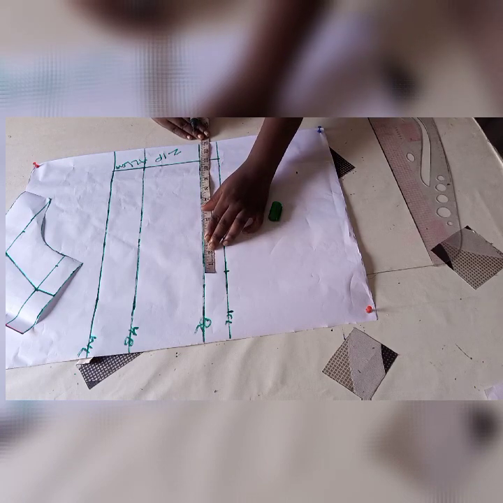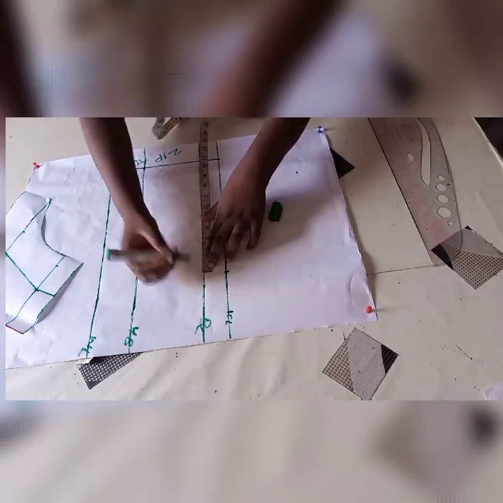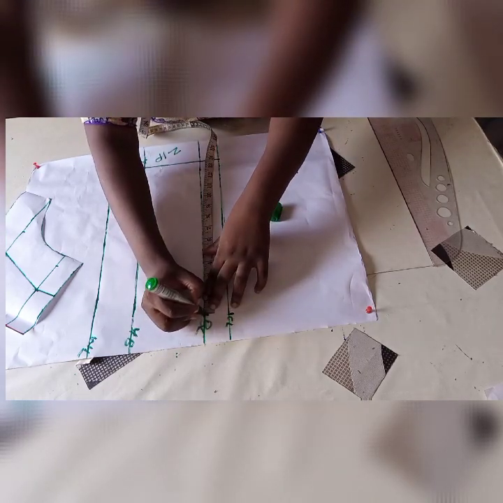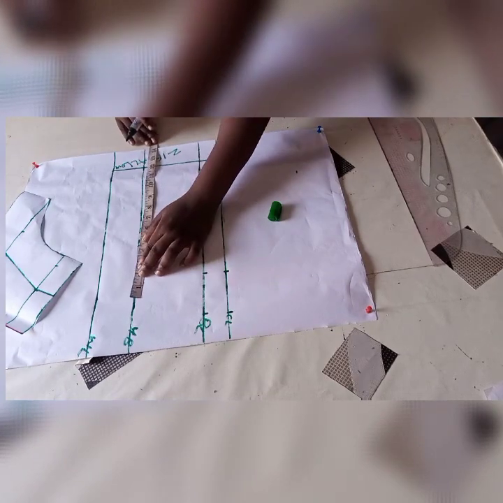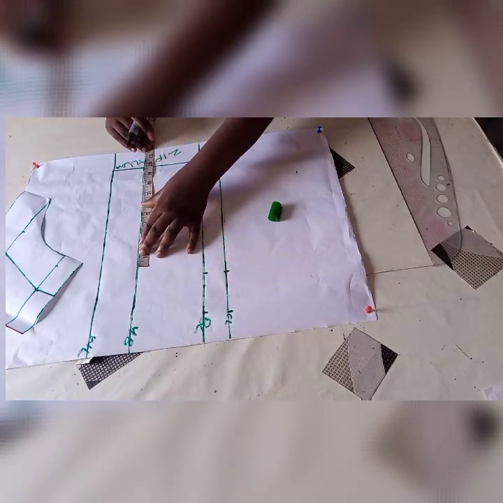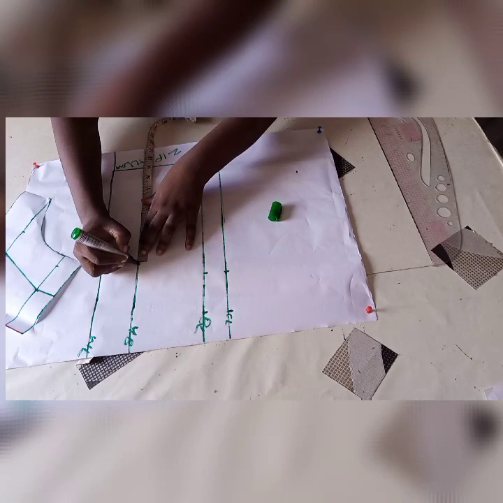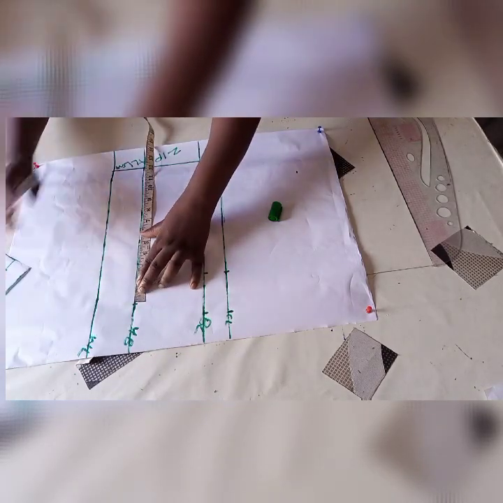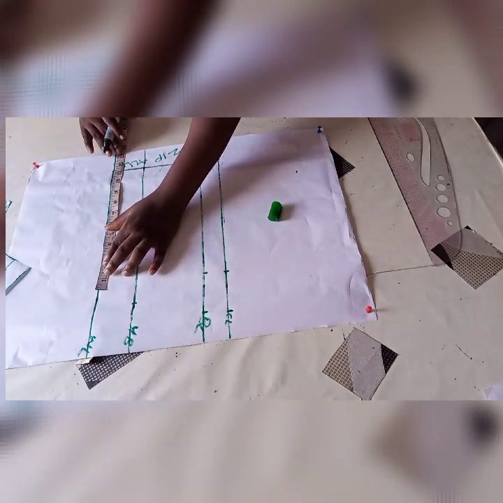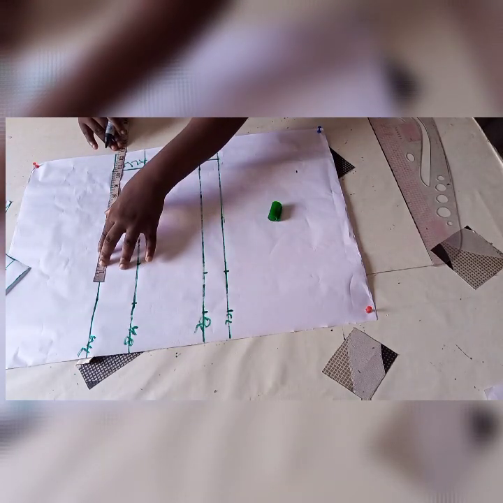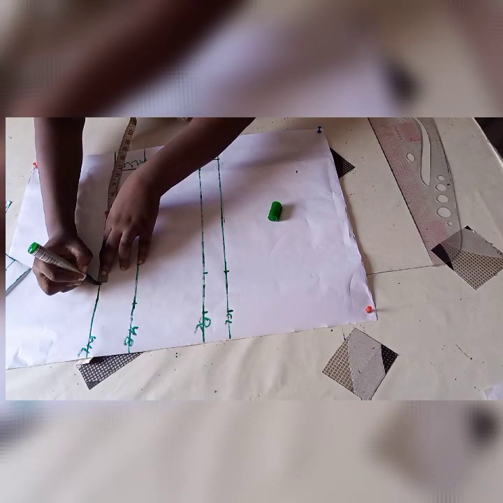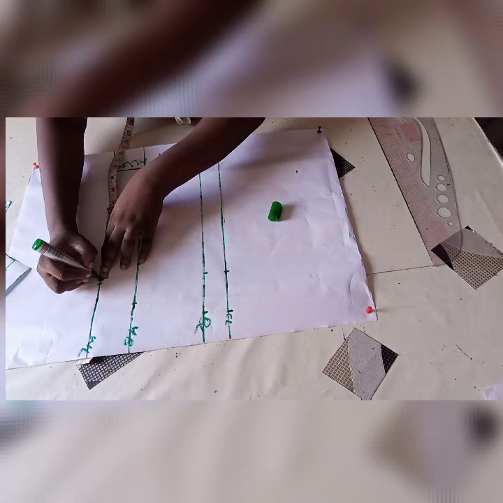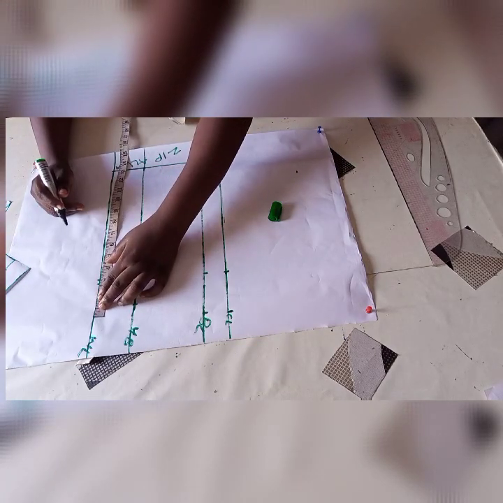Same thing here. Three inches seam allowance. Our under bust is 37. This is it, plus 3 inches seam allowance. This is our waist. Our waist is 41. Oh, sorry, this is 41 plus 3 inches seam allowance.